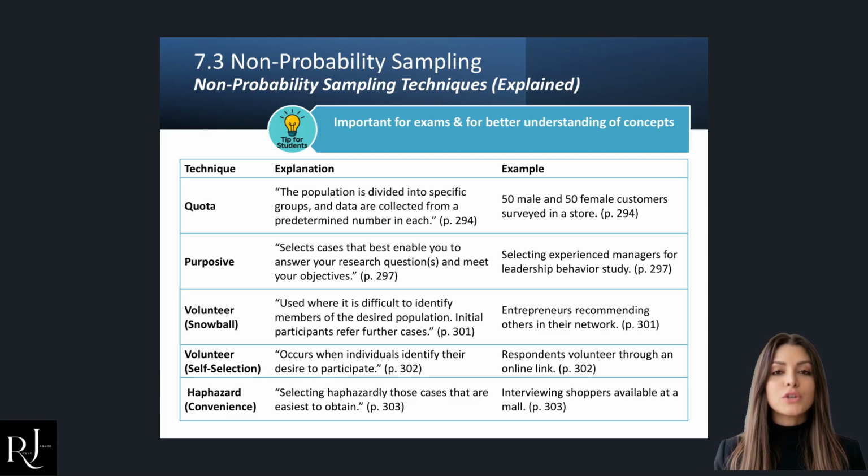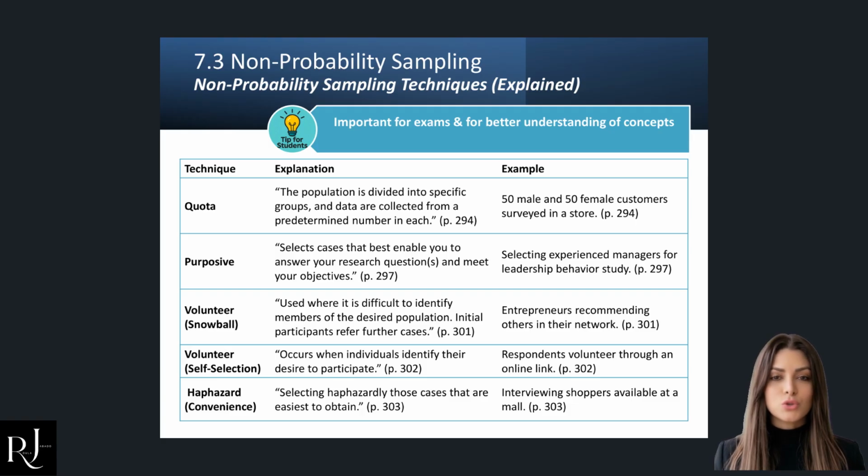Now, let's talk about volunteer sampling, which includes snowball sampling and self-selection. In snowball sampling, participants refer other potential participants to the study. For instance, if you're researching a rare hobby like underwater basket weaving, it can be difficult to find participants. You might start by interviewing one underwater basket weaver. This person then refers you to their friends who also share the same hobby, and those friends refer more people. This way, your sample grows like a snowball.